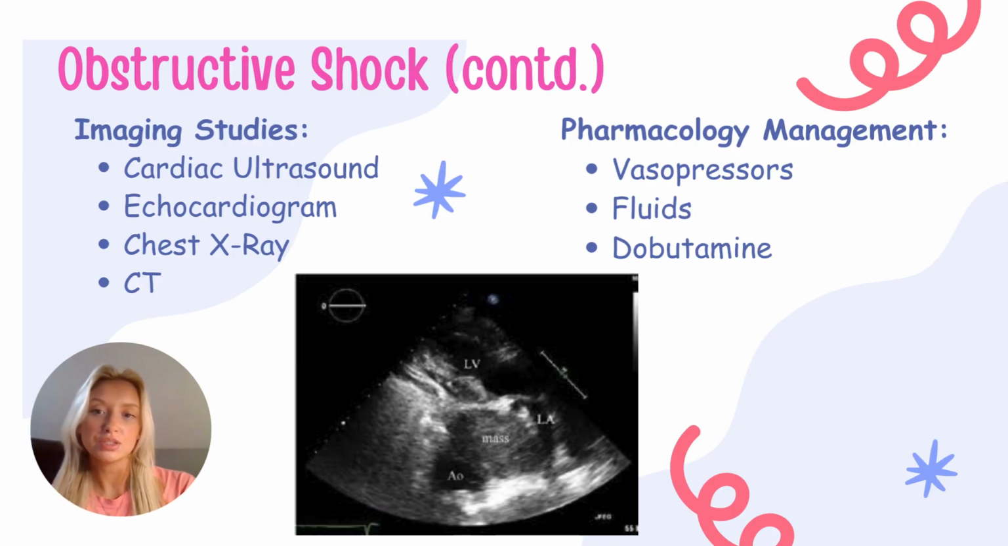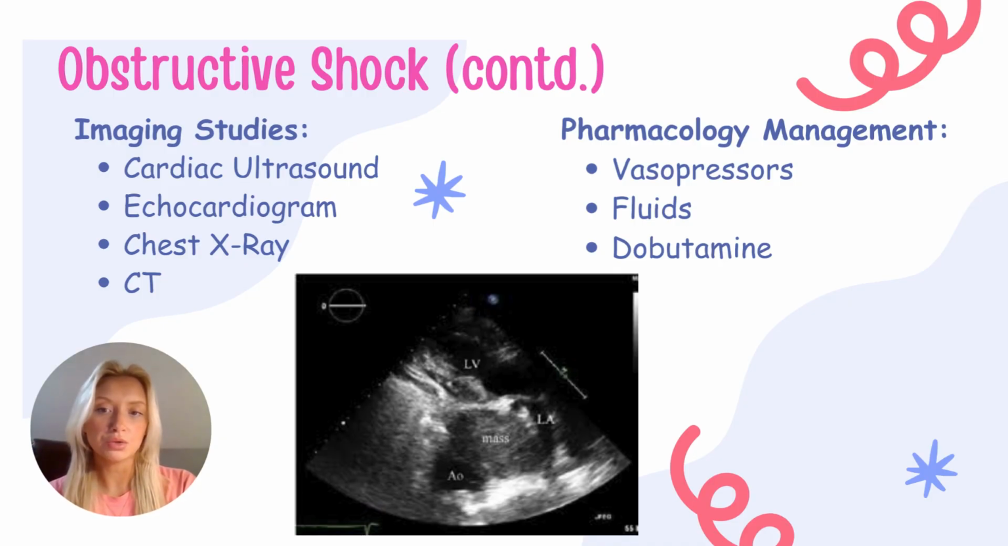Imaging studies used to diagnose obstructive shock focus on identifying the underlying cause. So this could be pulmonary embolism, cardiac tamponade, or tension pneumothorax. This is typically done at the bedside through cardiac ultrasound, and I have placed a picture below of an example of an ultrasound of a patient with an obstructive shock. As you can see, there's a large mass in between the left atrium and the aorta.